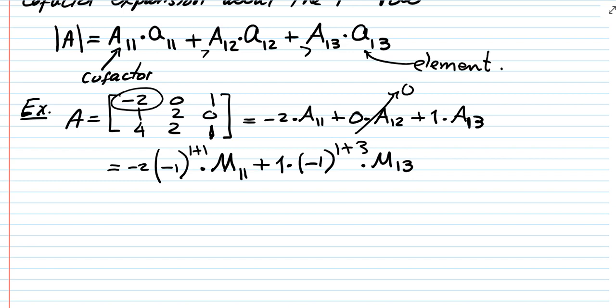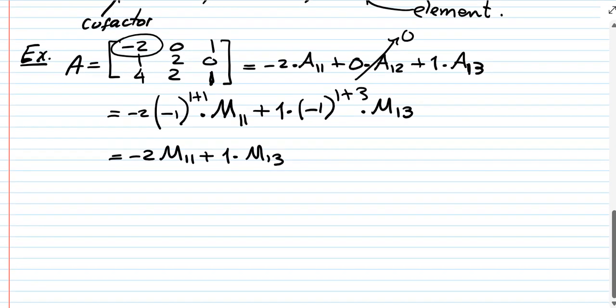Let's see what this is going to be now. Next, we're going to go negative 1 to the second power, right? 1 plus 1 is 2, so negative 1 squared is just 1. That's negative 2 times M11. And negative 1 to the fourth power is positive, so it's going to be plus 1 times M13.